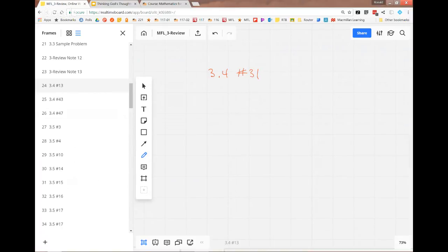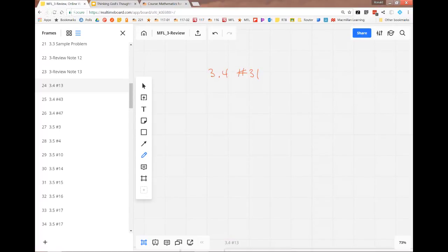Okay, 3.4, number 31. If an integer is even, then its square is divisible by 4. In other words, if you take an even integer like 2, 4, 6, 8, and you square it, will it always be divisible by 4? Well, that's what we've got to think about. Let's think it through. 2 squared is 4.